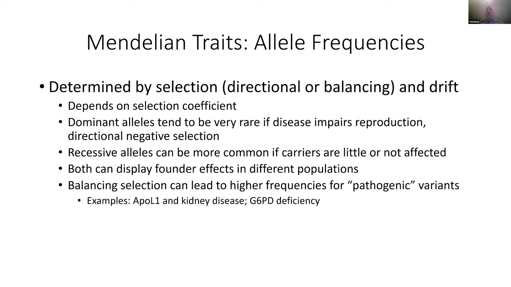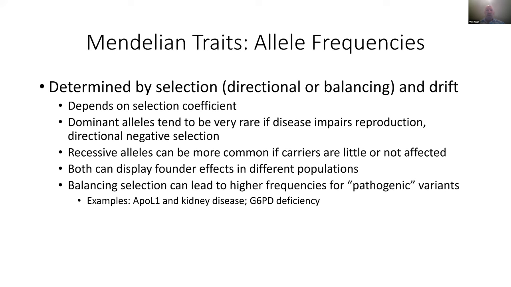A lot of the description of this session was about the genetic architecture for certain kinds of disorders. And as Naomi said, really focusing on explanations for allele frequencies, effect sizes, and then potential interactions. For Mendelian traits, we know a lot of these frequencies are determined by selection, which is most often directional, but could be balancing, but also very important is genetic drift. And of course, the degree of selection determines the potential frequency. Dominant alleles, because they're directly exposed to selection, tend to be very rare, but there are a few examples where maybe not so rare, but usually that's related to late onset of the disorder or incomplete penetrance. Recessive alleles tend to be more common, especially when carriers are little or not affected.